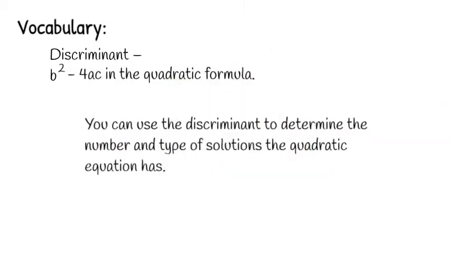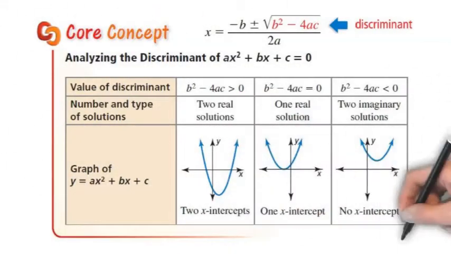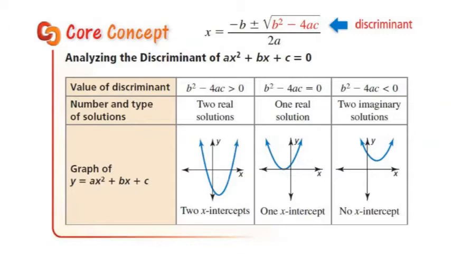So let's talk about the types of values the discriminant can be. All right, so remember that the discriminant is everything that's inside that square root. So it's b squared minus 4ac. If that is greater than 0, which means it's positive, you'll get 2 real solutions because your parabola will touch the x-axis twice. It has 2 x-intercepts.